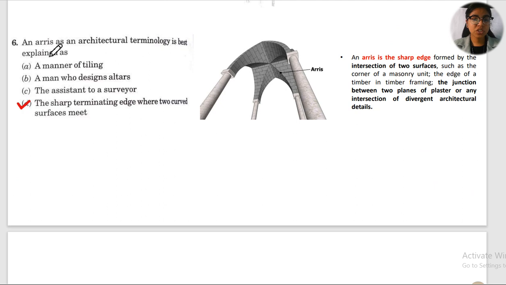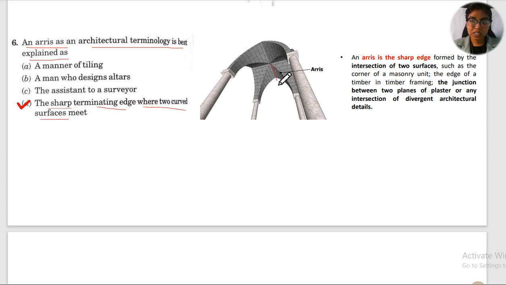Moving to the next question. An arris, as an architectural terminology, is best explained as... When we talk about it in architectural terminology, the arris is representing which part? The sharp terminating edge when two curved surfaces meet.